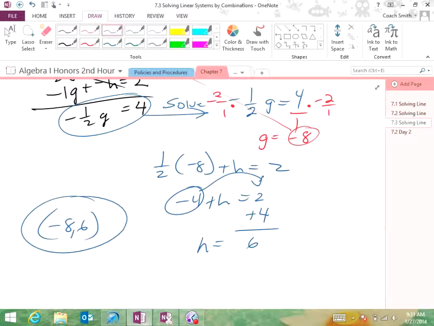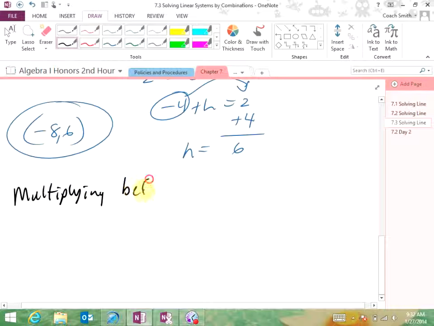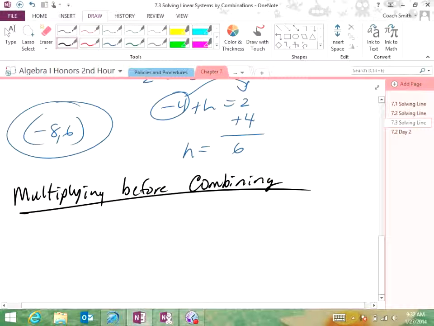Okay, now, let's look at, that's just the straight addition. Let's look at multiplying before combining. Okay, so we're still going to combine them, but these have a little bit different.